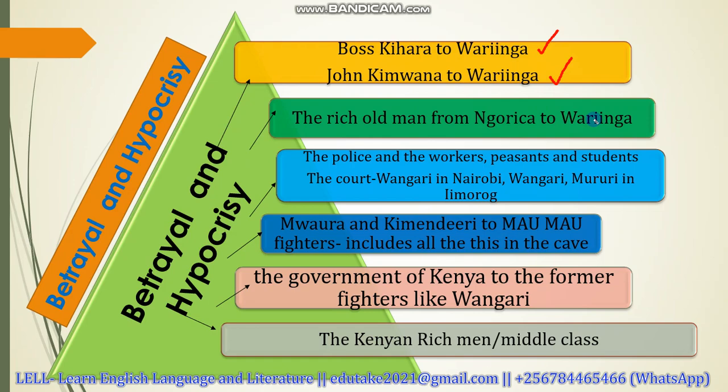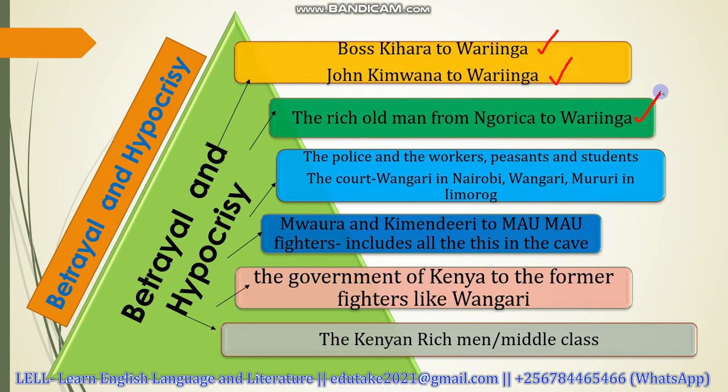Well, we shall proceed and look at another one. The rich old man from Ngorika is also a very big betrayer on the side of Waringa. Yes, at the beginning he's promised a lot of delicacies, good life, heaven, whatever, and then things turn around and he cannot sustain the relationship.